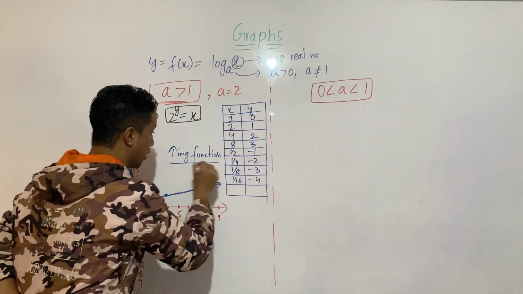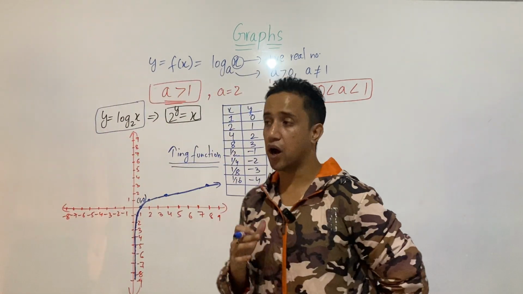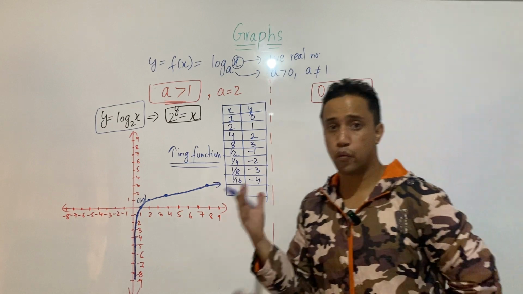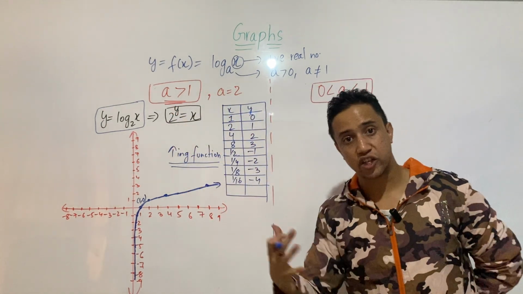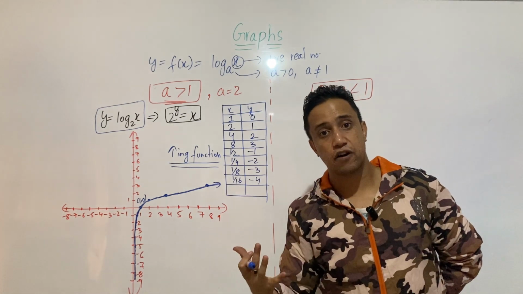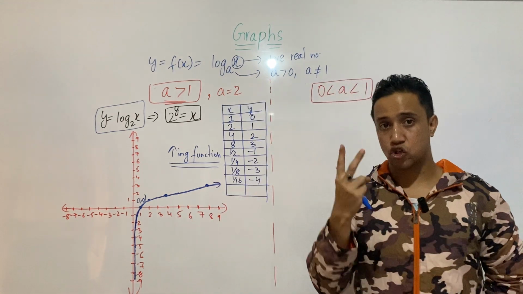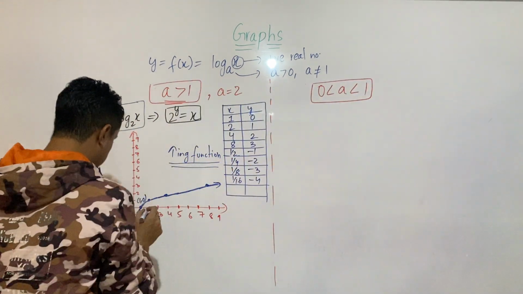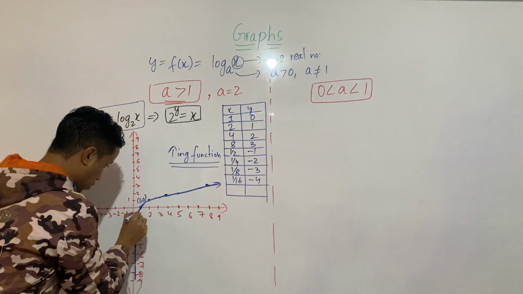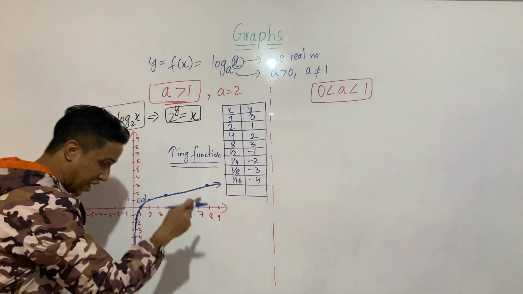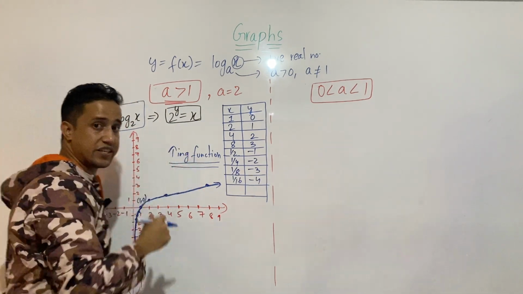Okay, so when you sketch the graph of a logarithmic function where base is greater than 1, then you are going to get the graph of an increasing function. Why? Because you can locate any 2 points. For example, you can locate this point, and you can locate this point. Here you can find that the value of y is increasing. Okay, so that's why it is an increasing function.